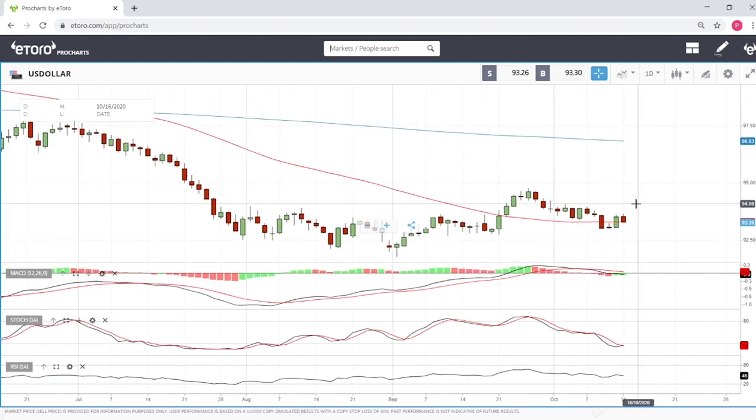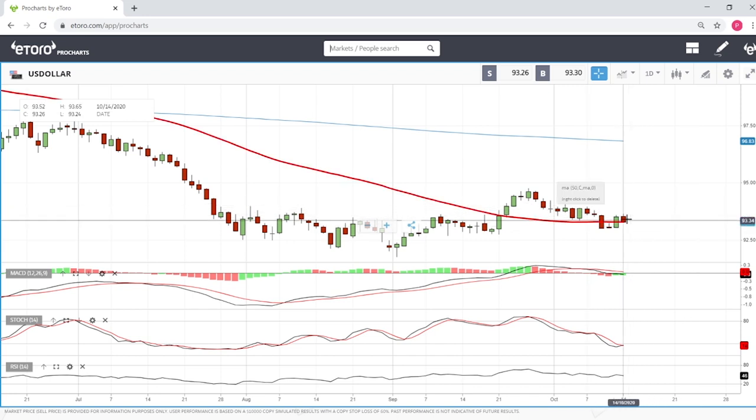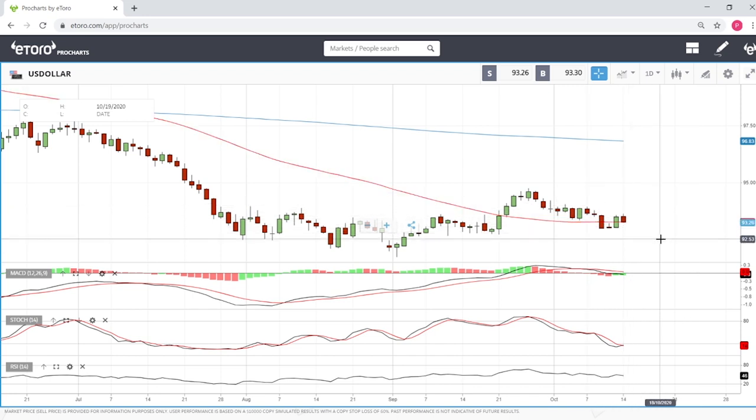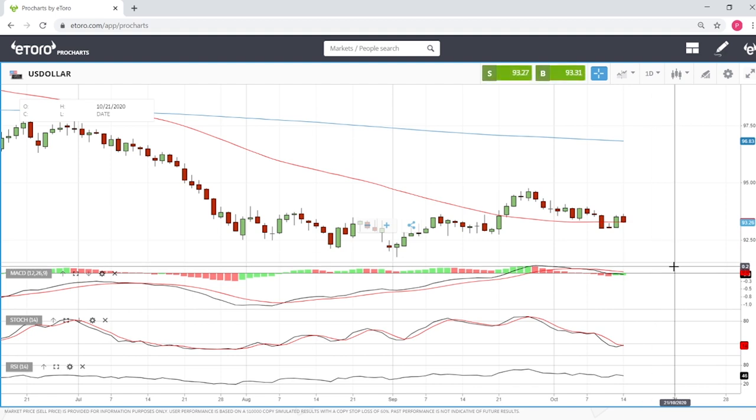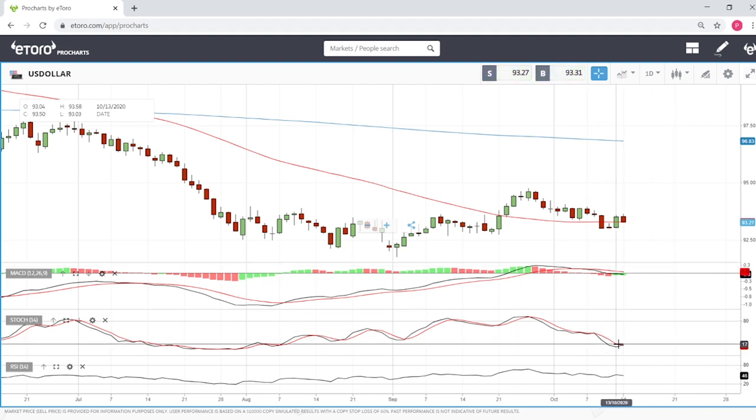So yes, it's not the end of the trading day, but the US dollar seems like it has weakened. It is depreciating, and the technical indicators are fairly mixed. You could make the case that the stochastic would cross the signal line, indicating bullish momentum. However, the MACD and the RSI are both fairly bearish for the US dollar index.